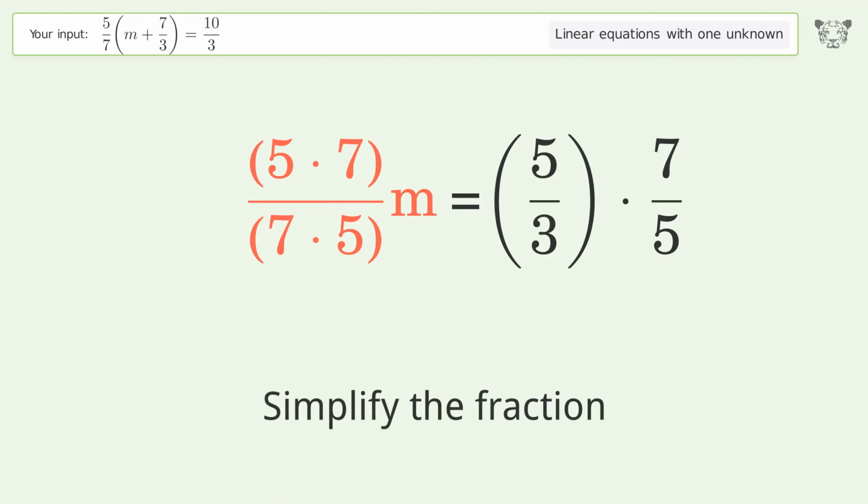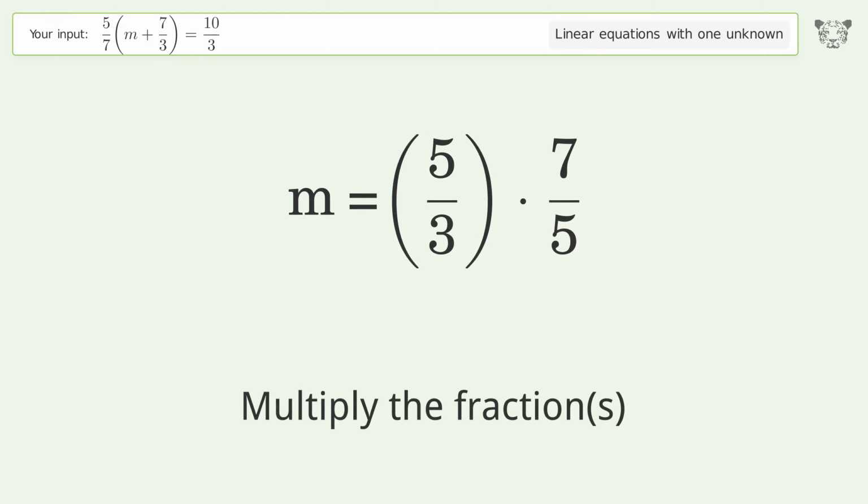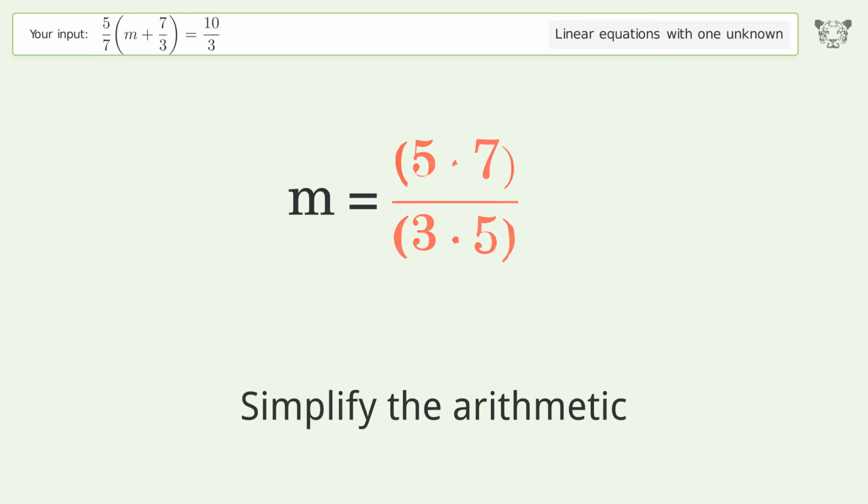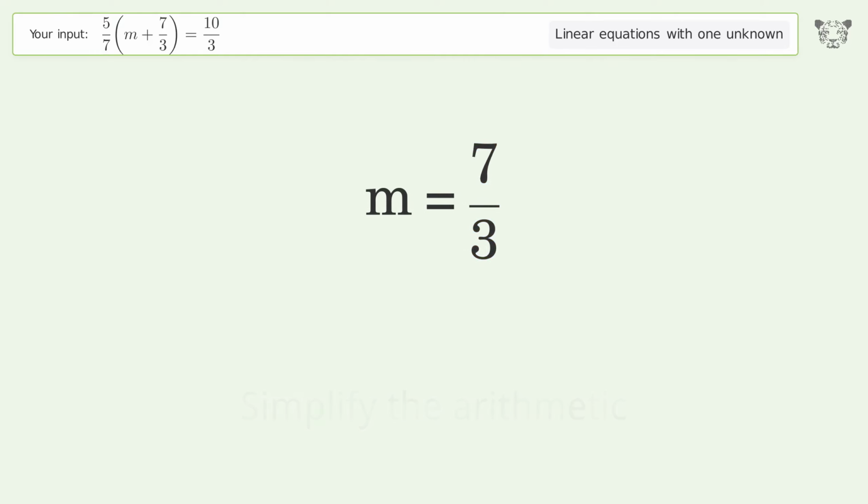Simplify the fraction. Multiply the fractions. Simplify the arithmetic. And so the final result is m=7/3.